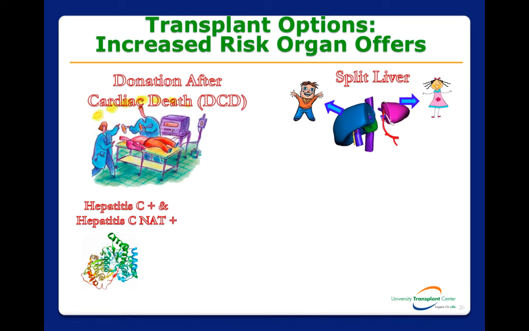If you're hepatitis C positive, you will be placed on the liver transplant waiting list as accepting an organ from hepatitis C positive and hepatitis C NAT positive donor unless you're undergoing or have been treated for hepatitis C.